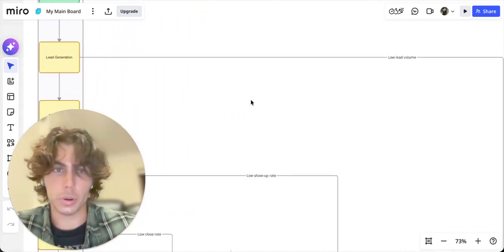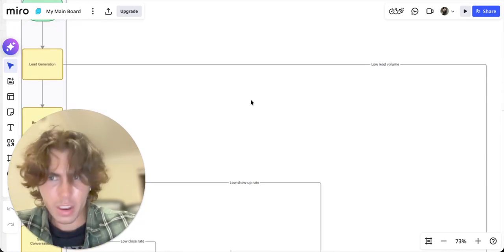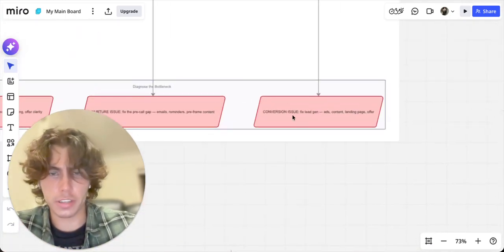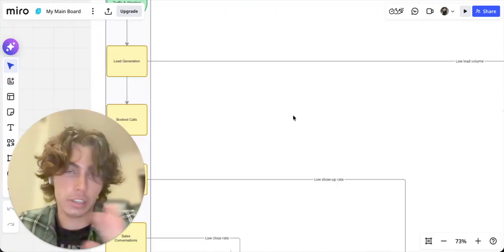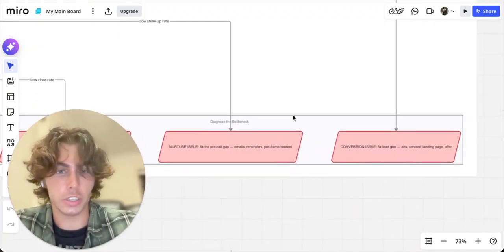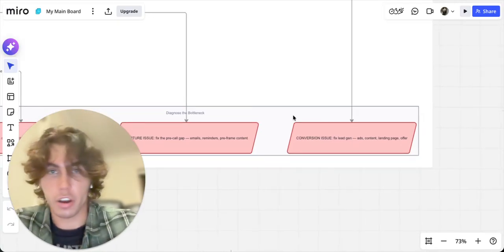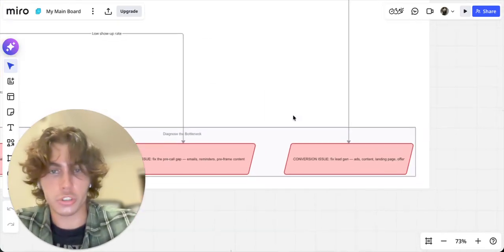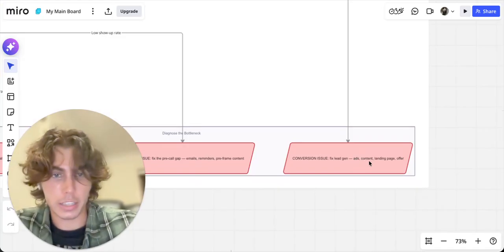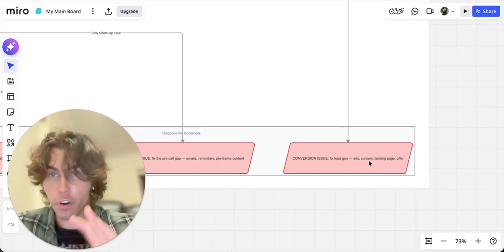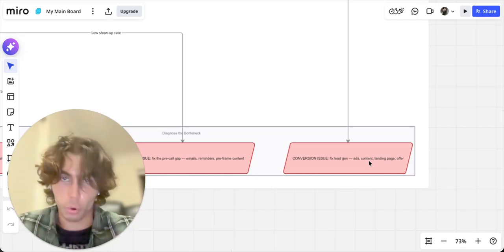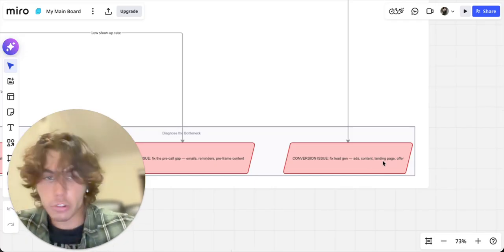So let's start at the first one, okay? Low lead volume. Now, this is generally caused by a few things. If you have low volume within your funnel, then you are right in thinking that it is a lead issue because there's a clear issue with not having enough leads in your pipeline. So you do, in that case, need to spend more money on paid ads. But if that's the main thing that you're thinking of, I would first, before you pour more money into paid ads, have a look at the landing page.